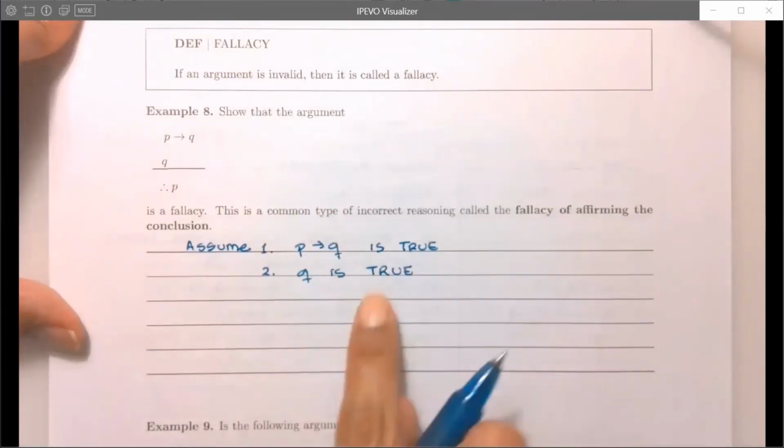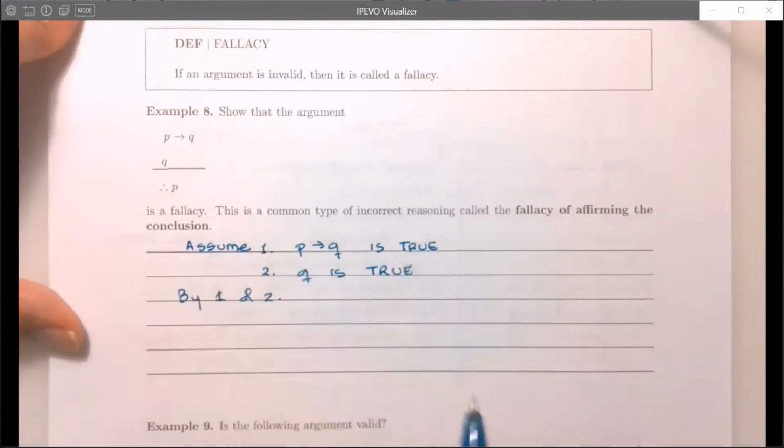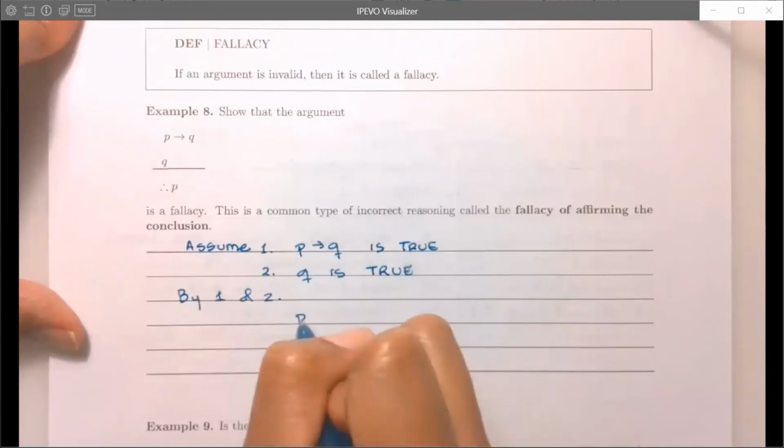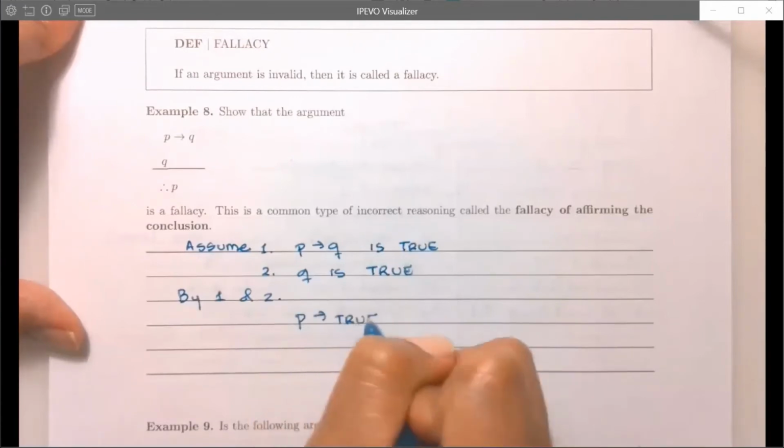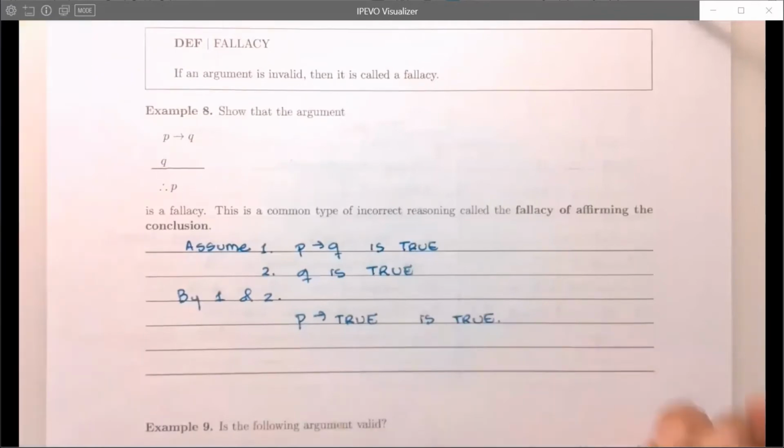All right, putting these two together, by 1 and 2, we have that P implies true is true. So what implies true makes the whole implication true? Well, true implies true is true, but also false implies true is true. If you go back to the truth tables, that's one of the things that we learned.